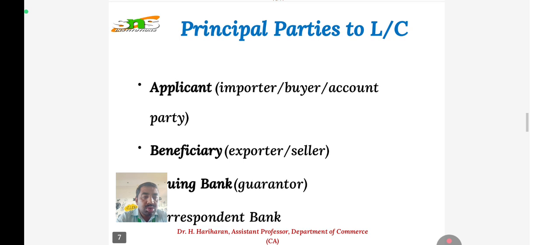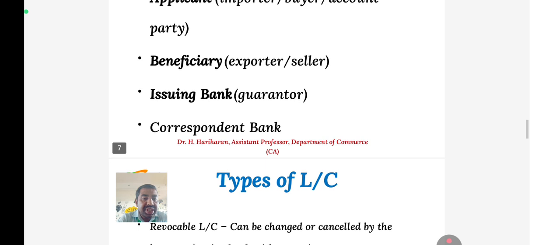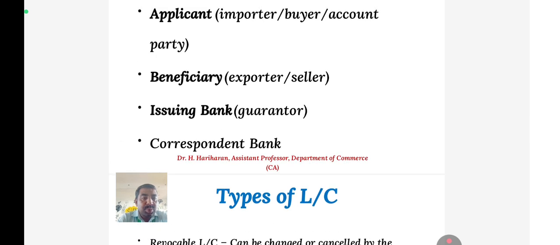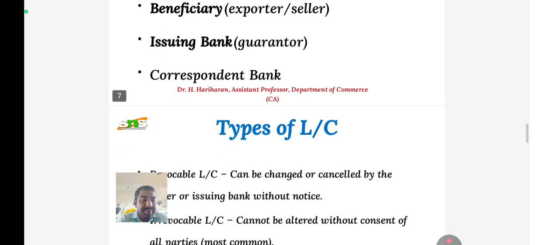Principal parties to LC. We need parties to open an LC: the buyer, the seller, the buyer's bank and the seller's bank. Let's see in detail. Applicant means importer, buyer or account party. Second is beneficiary, the exporter or seller. Then the issuing bank, the guarantor, and the correspondent bank, which I already told you, so exporter bank and importer bank.